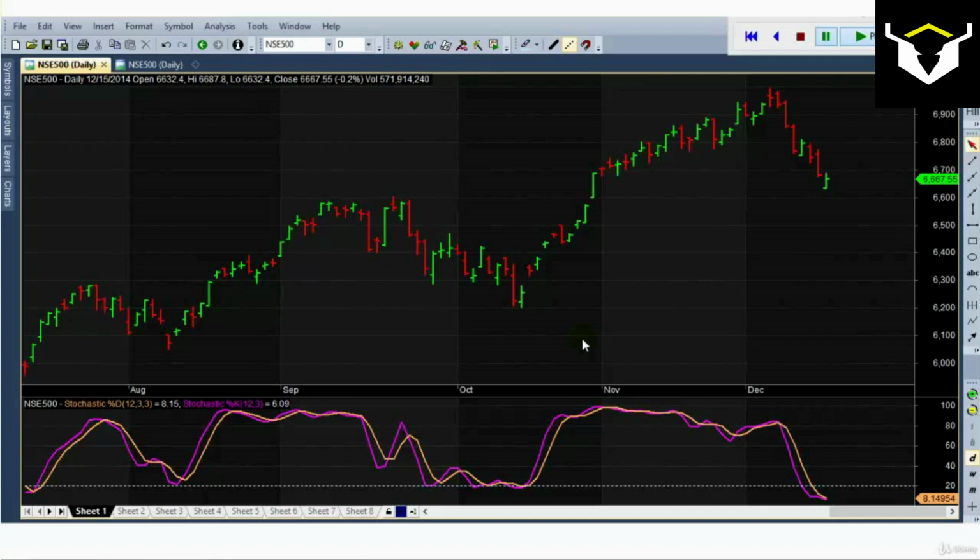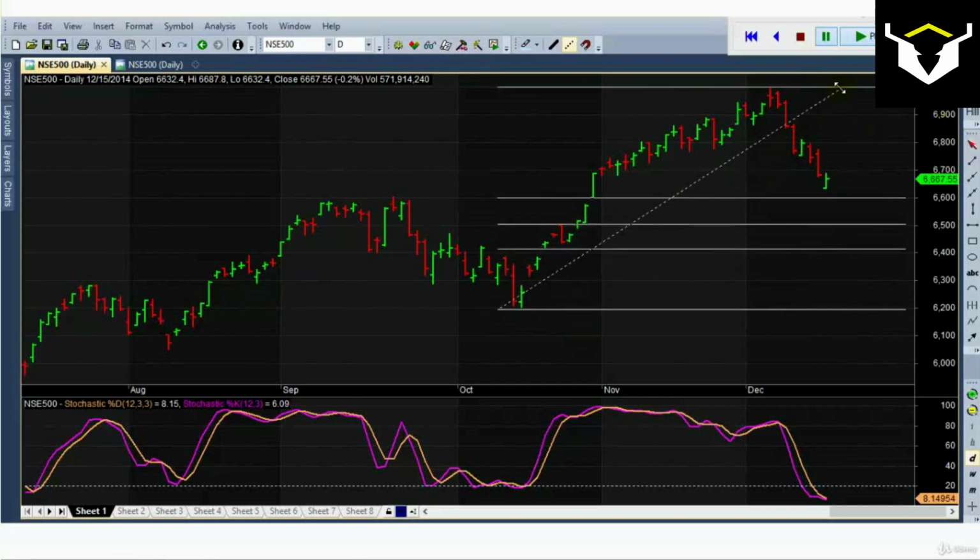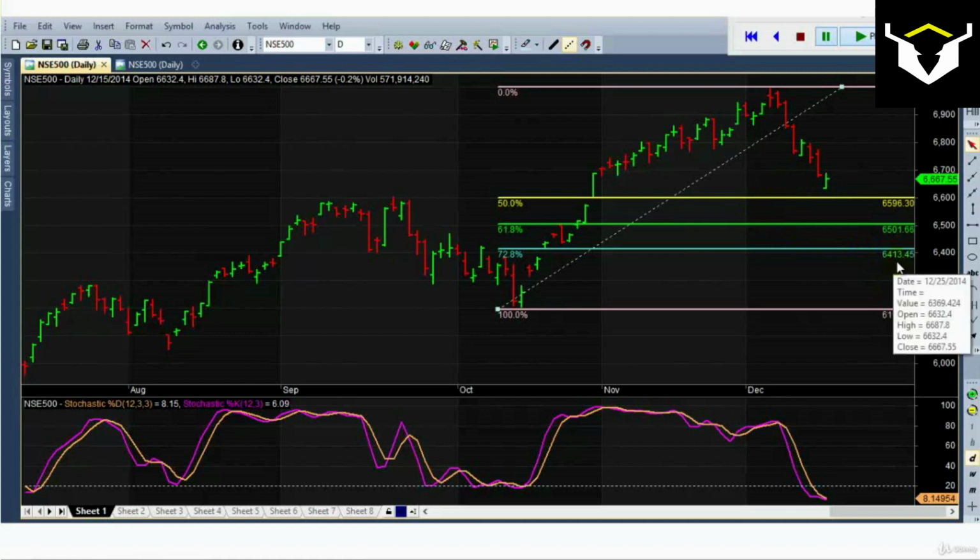As of the last bar, you can see the stochastic oscillator has reached the oversold zone, but the stock as of the last bar continues to fall. We'll plot our retracement to see if any important level might act as support. Prices are very close to 50%. Then we have 61.8 at 6,500 and 72.8 at 6,413, I'm sorry.